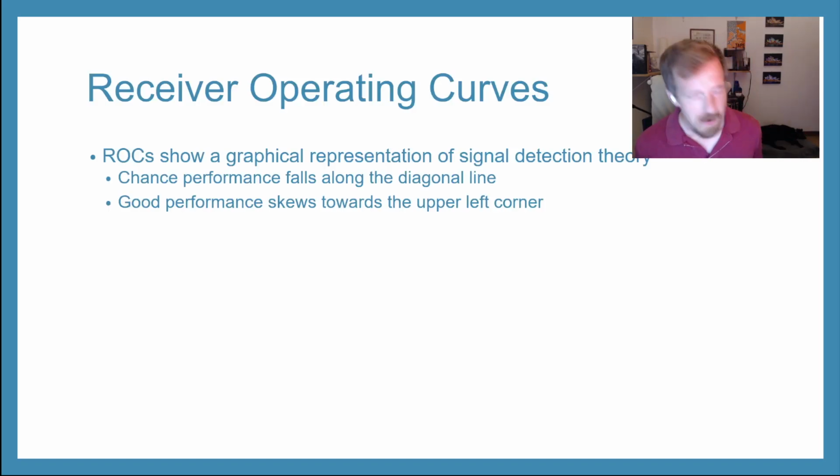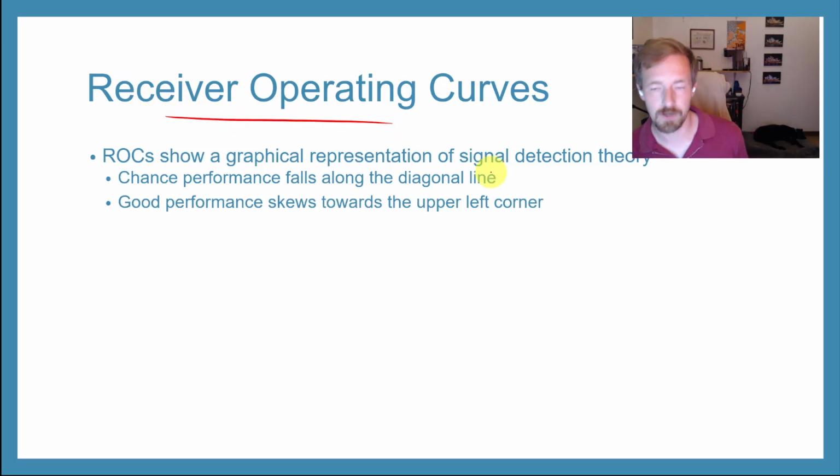The way that we graph these results out is called a receiver operating characteristic curve, or an ROC curve. An ROC curve is a graphical representation of your data using signal detection theory.